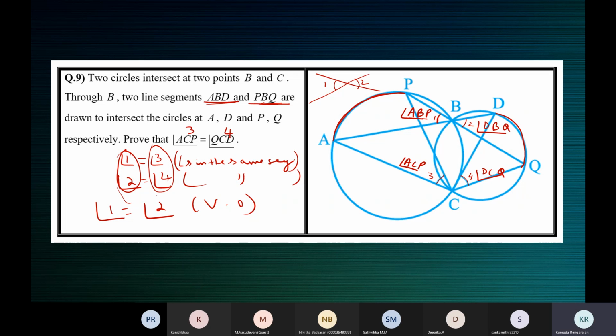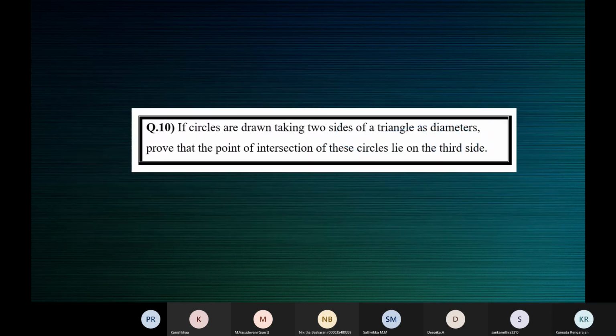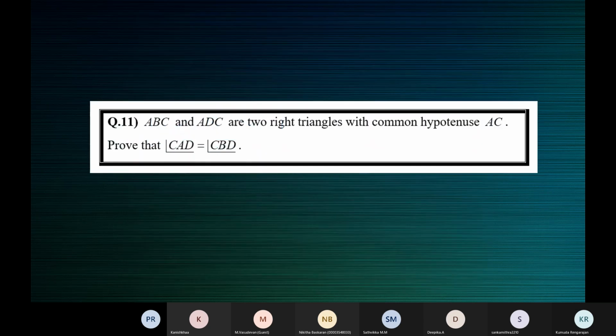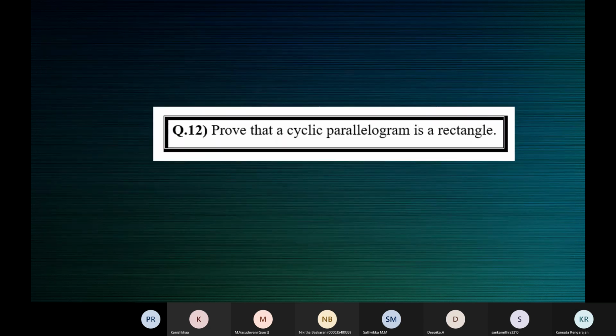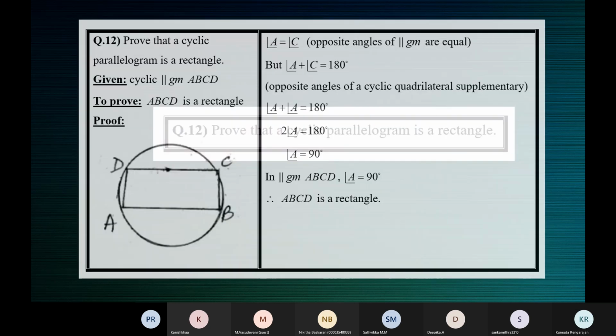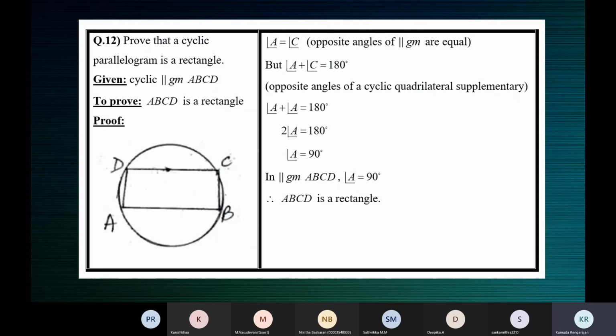Since I don't have the answer slide, please take a screenshot of this one. Done, children? Okay. Yeah, this one. Take a screenshot.